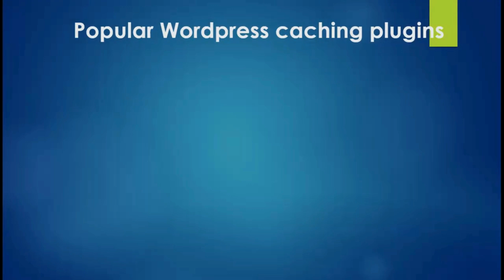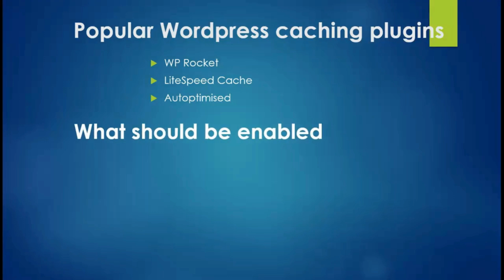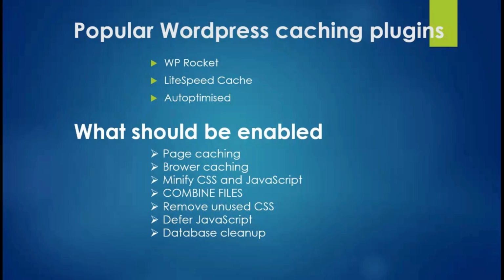Popular WordPress caching plugins: WP Rocket, LiteSpeed Cache. Optimisation. What should be enabled? Page caching, browser caching, minify CSS and JavaScript, combine files, remove unused CSS, defer JavaScript, and database cleanup.